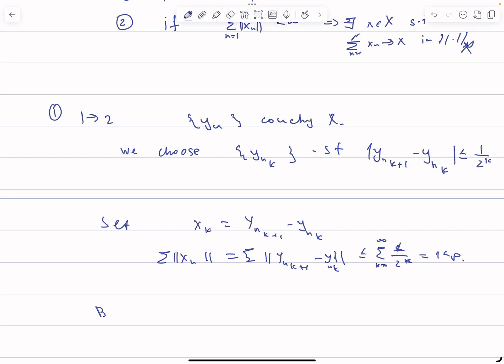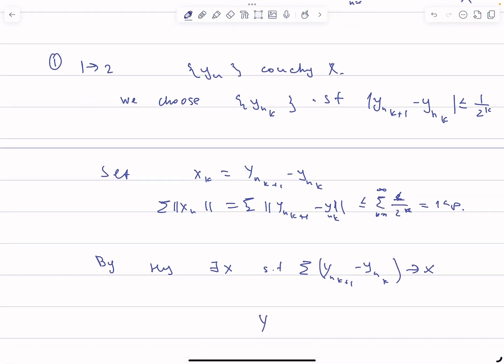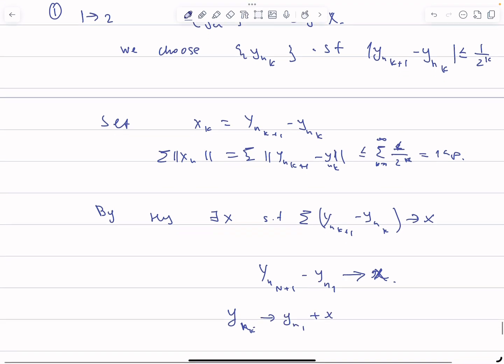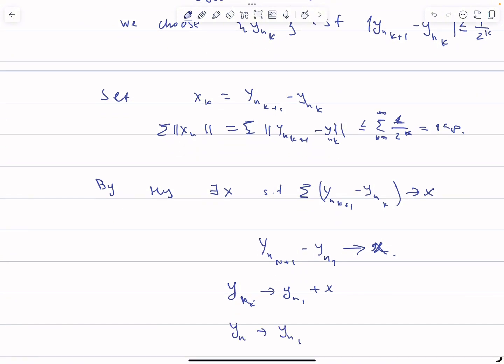Okay, by hypothesis there exists x such that this sum of ynk+1 minus ynk converges to x. So yn_{k+1} minus yn_1 converges to x, small x. There exists such an x. So ynk converges to yn1 plus x. So it means yn converges to yn1 plus x. So X is complete.